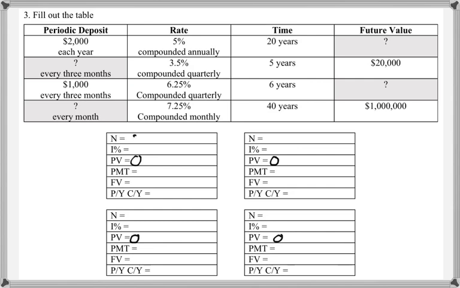N is going to be 20 times 1 because it's 20 years compounded annually. PYCY is going to be 1. The payments are going to be 2,000 and the interest rate is going to be 5. And we are trying to find the future value. So that will be $66,131.91.